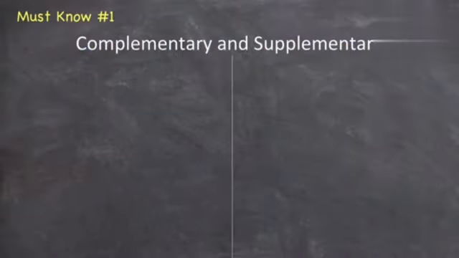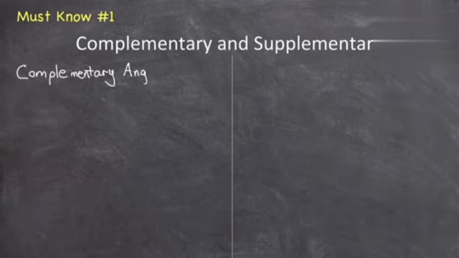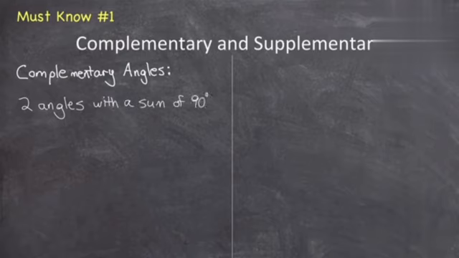Must know number 1, complementary and supplementary angles. Let's start with complementary angles. Complementary angles are two angles with a sum of 90 degrees. And if you were to put two complementary angles together, they would form a right angle.